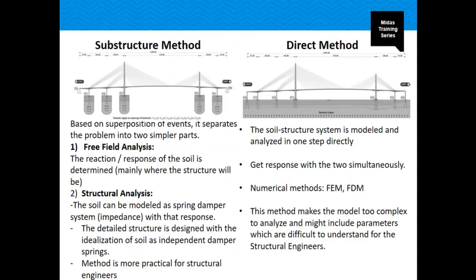Regarding the types of analysis, there are two methods of performing the soil structure interaction. One is the substructure method and the other one is the direct method. The substructure method is based on superposition of events, so it separates the problem into two parts. Free field analysis, in which the response of the soil, the reactions, are obtained. This is where the structure will be. Those reactions from the soil are taken. The other part is the structure analysis portion.